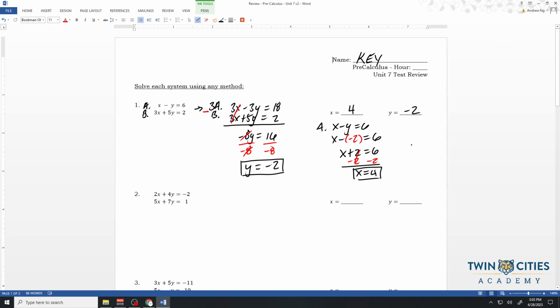All right, number 2. Let's see, I've got 2x plus 4y equals negative 2, and 5x plus 7y equals 1. Here, I don't have anything that I can multiply A by, at least an integer, to get either 5x or 7y. So what I might have to do is instead multiply A by 5, let's say, the coefficient on x for B, and multiply B by 2, the coefficient on x for A. So this will be 5A and 2B.